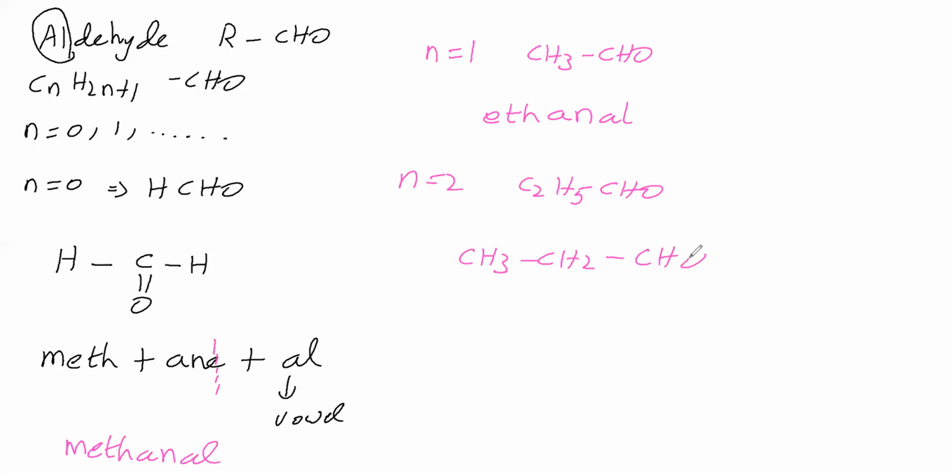The CHO we will write it like this. Here the parent chain contains 3 carbon atoms, therefore prop is the root word. Primary suffix an you write, secondary suffix al you write, therefore we can say the name propanal is the name of this compound.